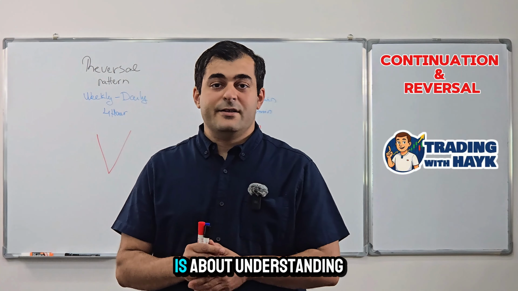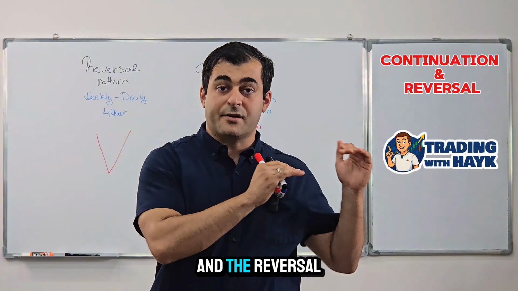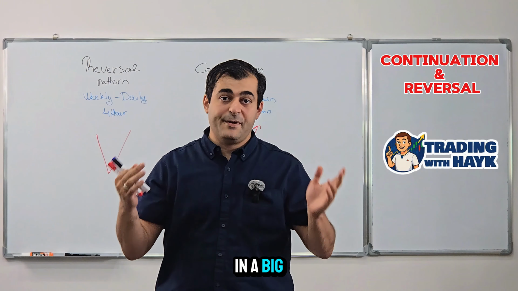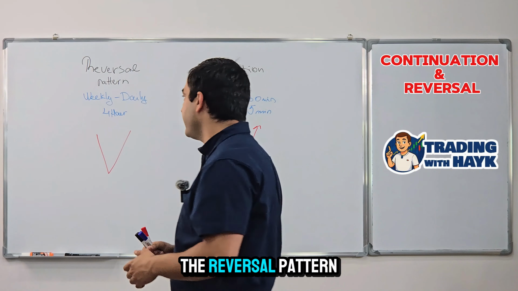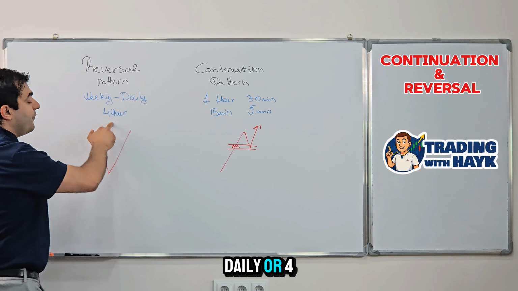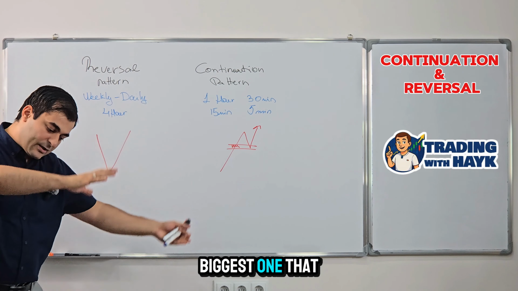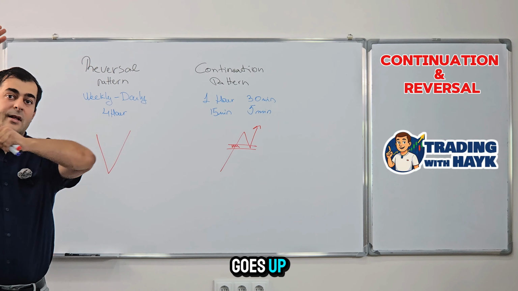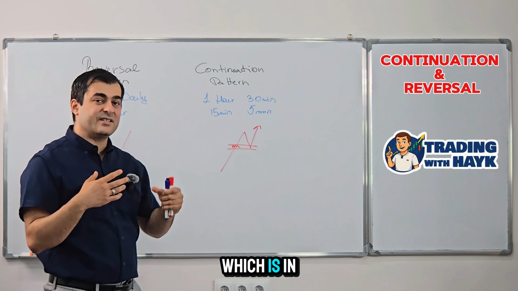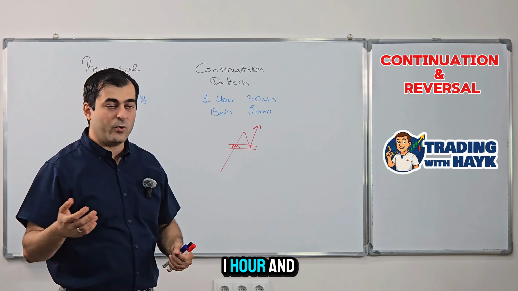So next one is about understanding the continuation and the reversal patterns. Pretty much are the same, but in a big picture, we see that the reversal pattern can happen in the weekly, daily, or 4-hour charts. That's the most common because they are the biggest ones that go down and go up. And the second option is the continuation pattern, which is in the smaller time frames, which can be in the 5 minutes up to 1 hour.